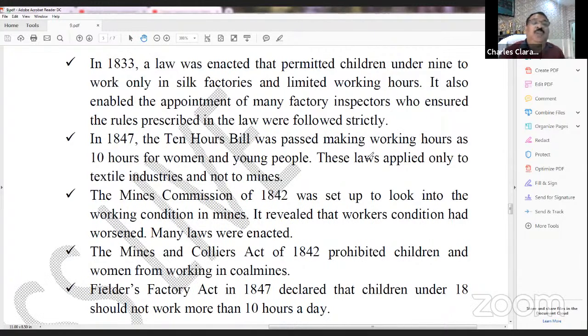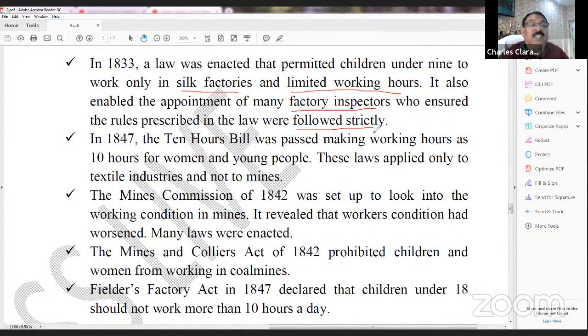In 1833, a law was enacted that permitted children under 9 to work only in silk factories, with limited working hours. It also enabled the appointment of many factory inspectors who ensured that the rules prescribed in the law were followed strictly. Always remember, corruption is also something that is available. Everything that was done did not immediately start; it takes time.